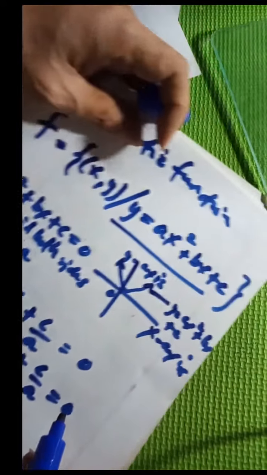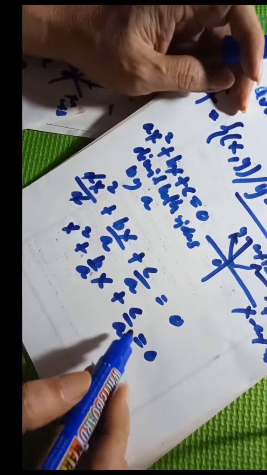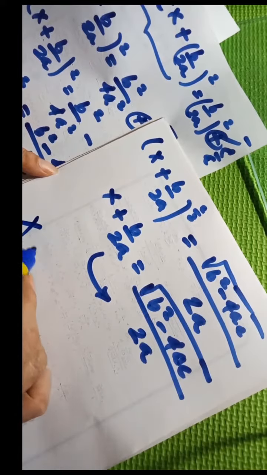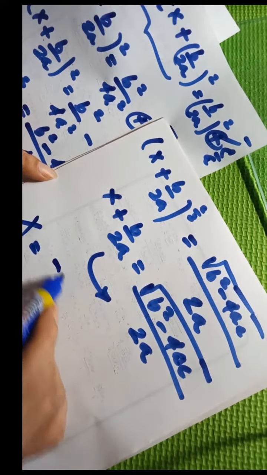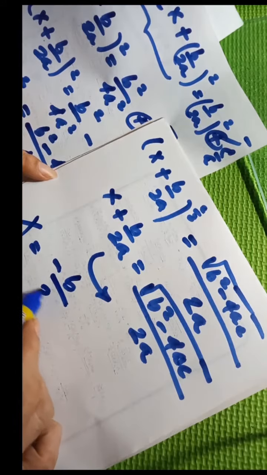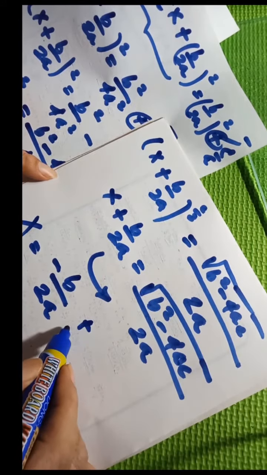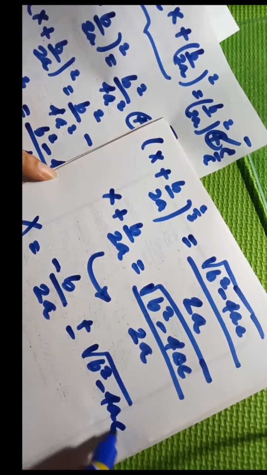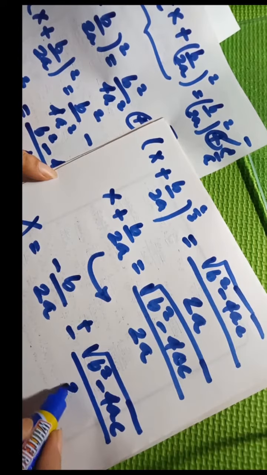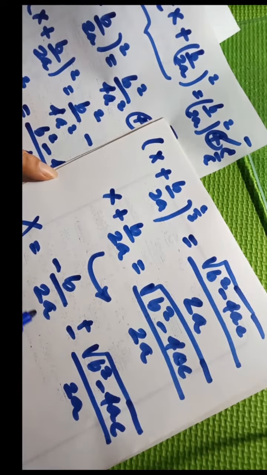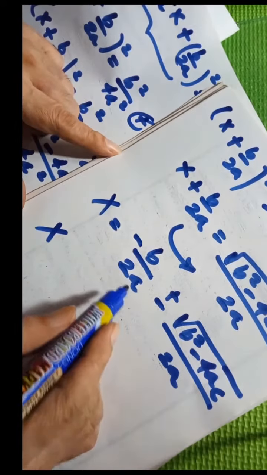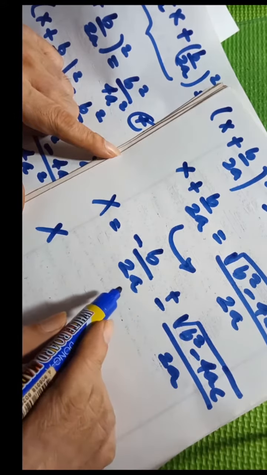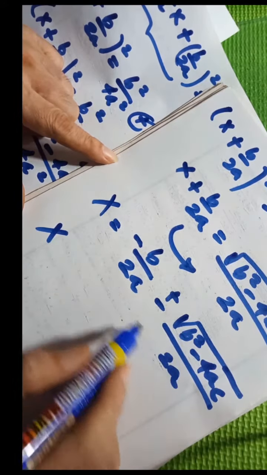So what next is we transpose this on the right side. So x becomes minus b over 2a plus minus square root of b squared minus 4ac divided by 2a.